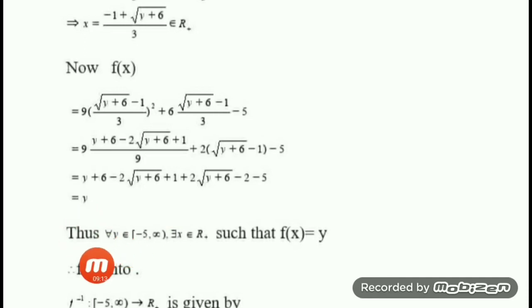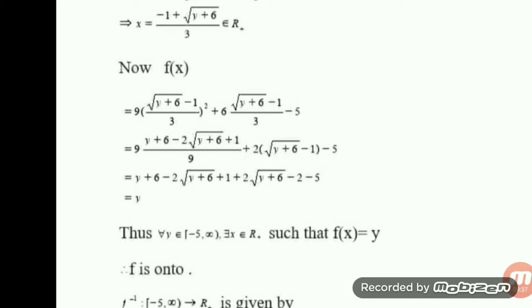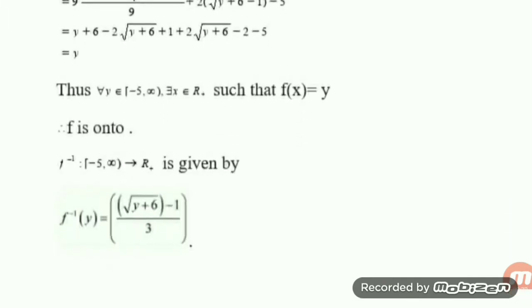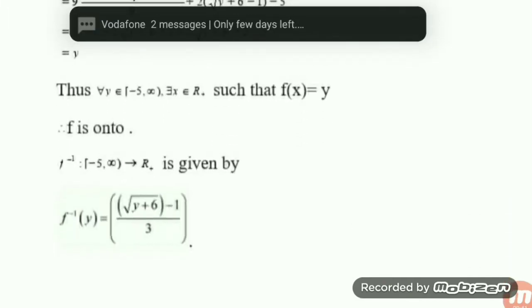So we have seen that for all y belonging to the interval [−5, ∞), there exists an x belonging to R⁺ such that f(x) = y. So f is onto. Since f is one-one and onto, it is invertible. Invertible means f inverse exists. And f inverse is a mapping from where? From [−5, ∞) to R⁺, because you have to change the domain and the range in this case.